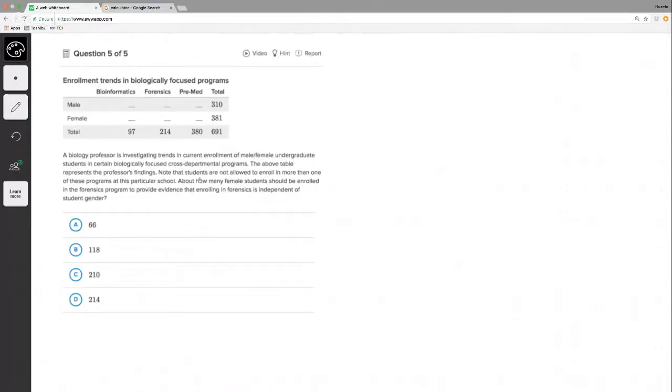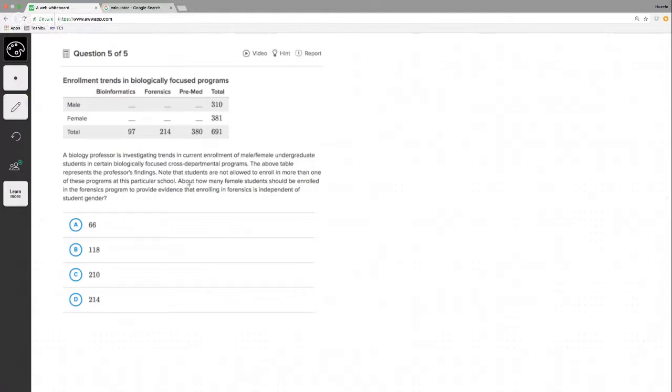Question 5 of 5, enrollment trends in biologically focused programs. A biology professor is investigating trends in current enrollment of male and female undergraduate students in certain biologically focused cross-departmental programs. The above table represents the professor's findings. Note that students are not allowed to enroll in more than one of these programs at this particular school. So you can only enroll in bioinformatics, forensics, or pre-med.